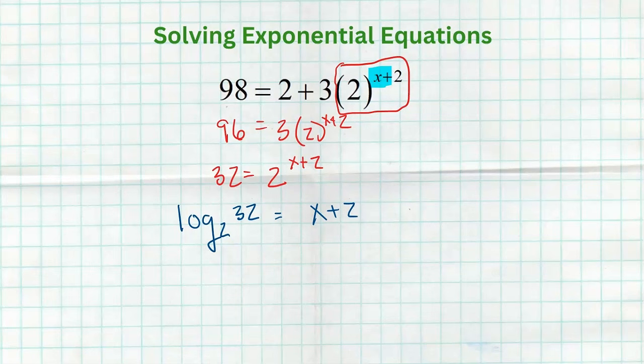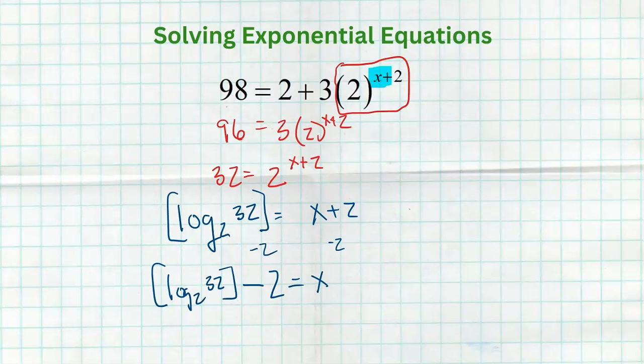Now to solve for x, all I have to do is subtract 2 from both sides. But don't subtract 2 from the 32. Remember, log base 2 of 32 is its own number. It's its own value. So we get log base 2 of 32, and put brackets around that because it's just a number. Take that number, subtract 2, and that's x.